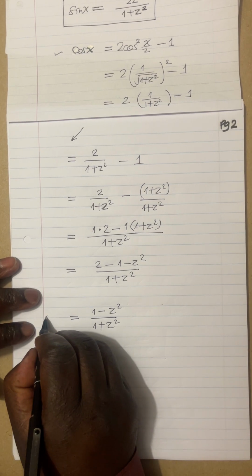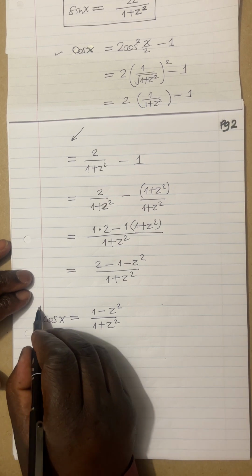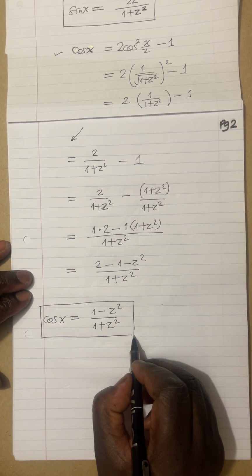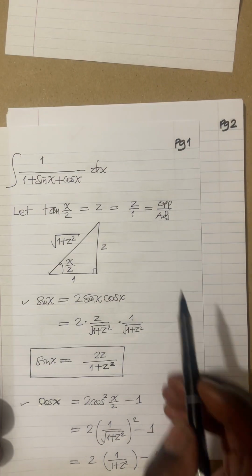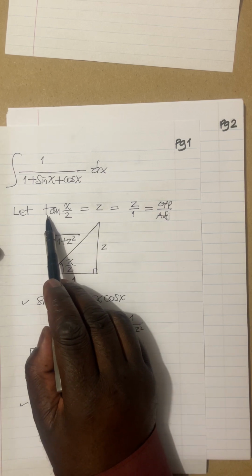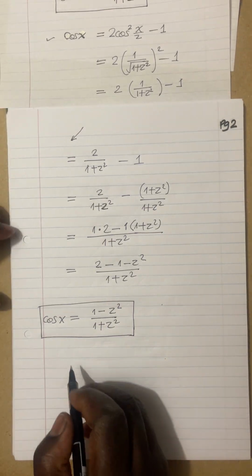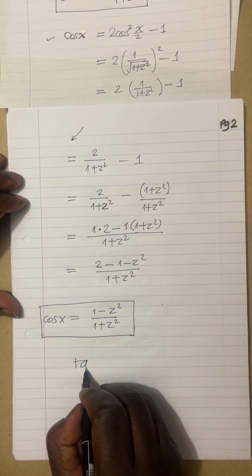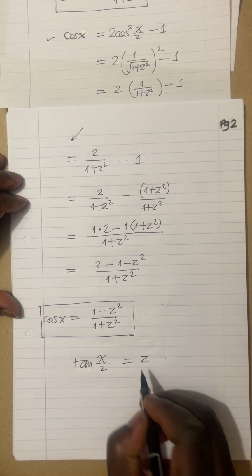So we are saying cosine of x is equal to this. Very serious result. We're left with 1, which is the transition from dx to dz. In order for us to move from dx to dz, we're going to use this equation here. We said let tan x over 2 equals z, and that one is what we're going to use. So now we are saying tan of x over 2 is equal to z.